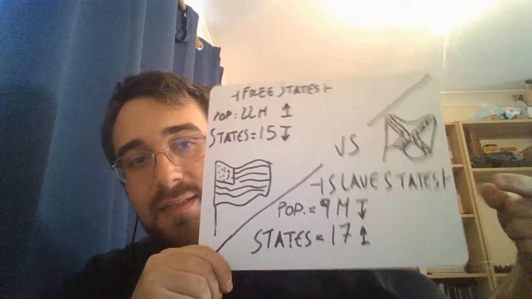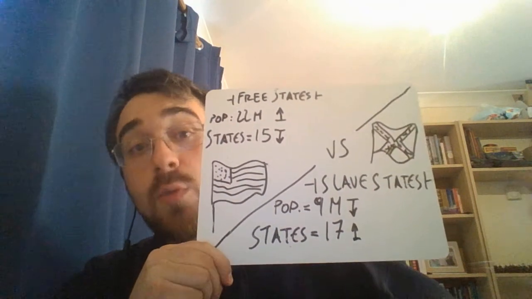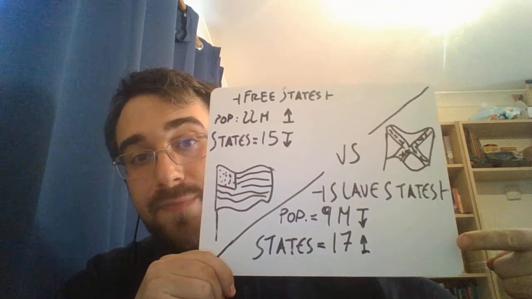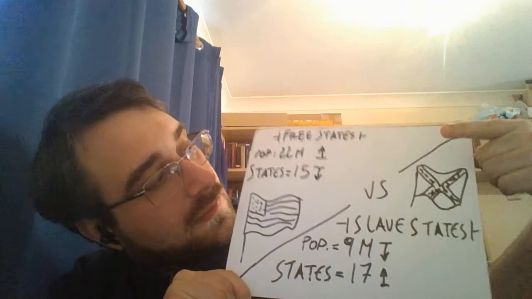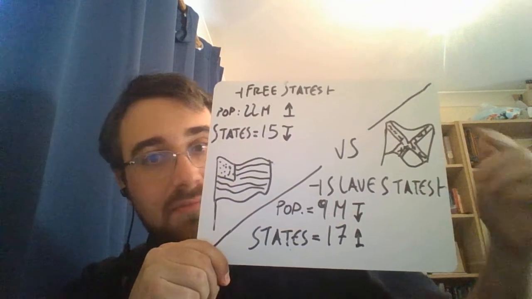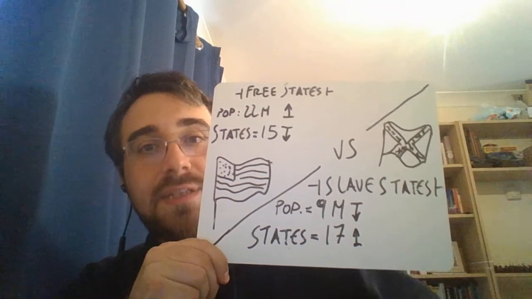On the other hand, the slave states were smaller, had a smaller population, but there were more of them. There were 17 of them, while there were only 15 free states. So the slave states controlled the majority in the Senate. Now, this made any attempt at sorting out the issue of slavery through political means, through institutional means, without having to shoot each other, almost impossible to achieve.